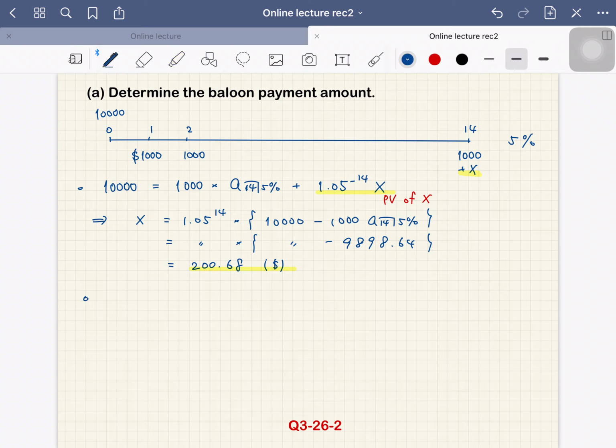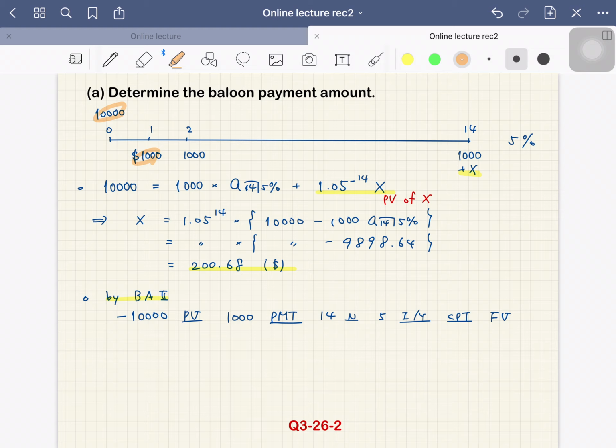So another way to solve this question is by BA2 Plus. So you can input $10,000 as present value and the $1,000 as payment and 14 as the number of years and interest rate of 5%, then compute future value. So remember that the BA2 Plus has 5 quantities: the present value, payment amount, number of years, interest rate, and future value. So actually we can use this function to get the future value. And you can get future value is equal to $200.68.